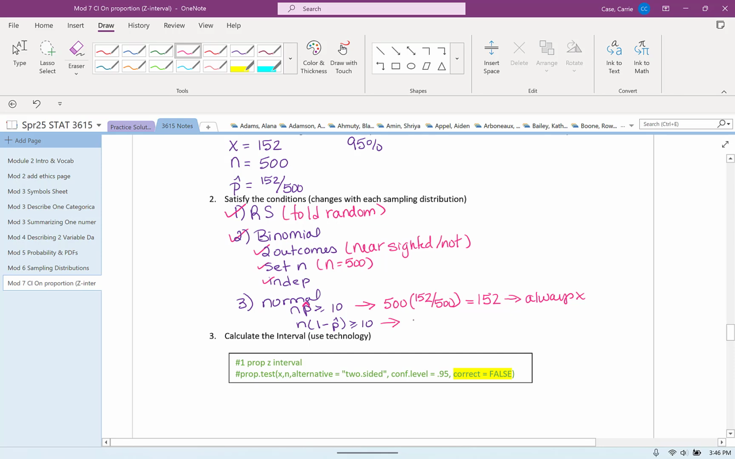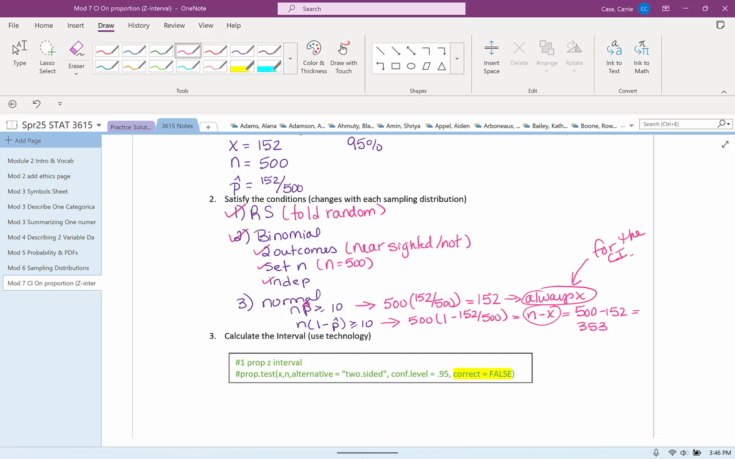And then the next one, 500 times 1 minus 152 over 500, is always N minus X, or 500 minus 152, which is 348. And so these two are X and N minus X when we're doing the confidence interval. We're going to have another scenario where these are not X and N minus X anymore when we get to a new module. So that just makes the math easy there.